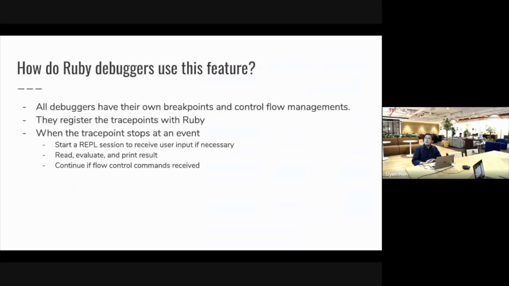So how does it work? Ruby debuggers have their own TracePoint and control flow management. When they stop at any point, they enable the TracePoint with Ruby. Then when the TracePoint stops, they start a REPL session to receive user input, and they filter the control flow commands from it. They control the current program to go to the next line, or continue, or step into deeper execution. And if it is not a control flow command, they will execute the input as Ruby code. That's it. It's a really, really simple mechanism.